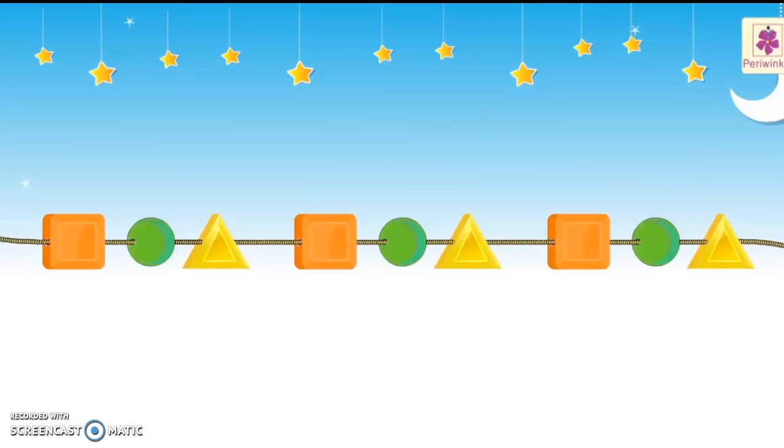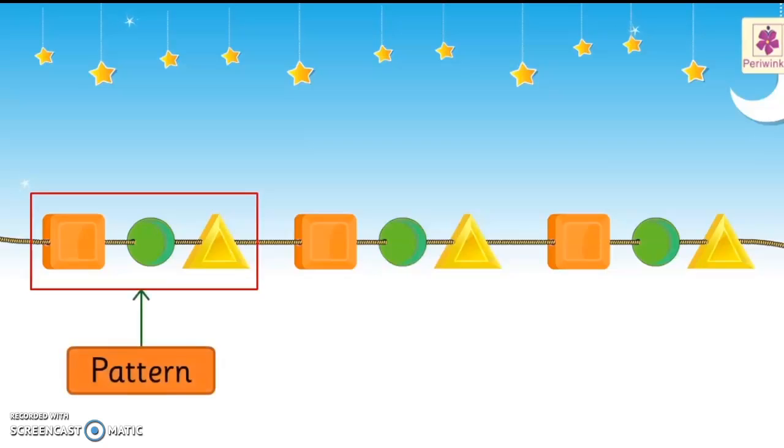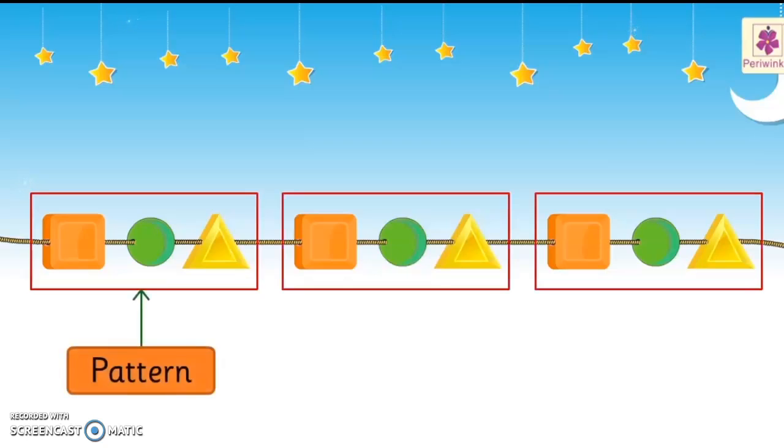This is a simple pattern using shapes. It starts with a square and a circle and a triangle, and then it repeats. It goes square, circle, triangle, and again, square, circle, triangle. So that is a pattern that you are seeing. That pattern is happening in this screen 3 times and it repeats.